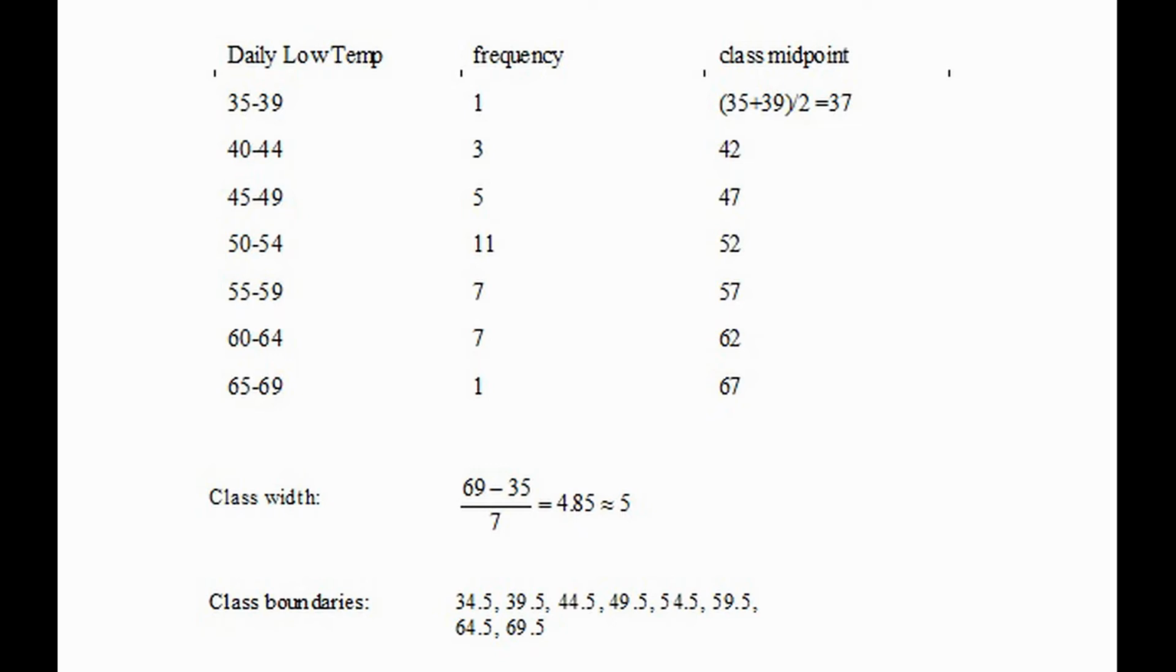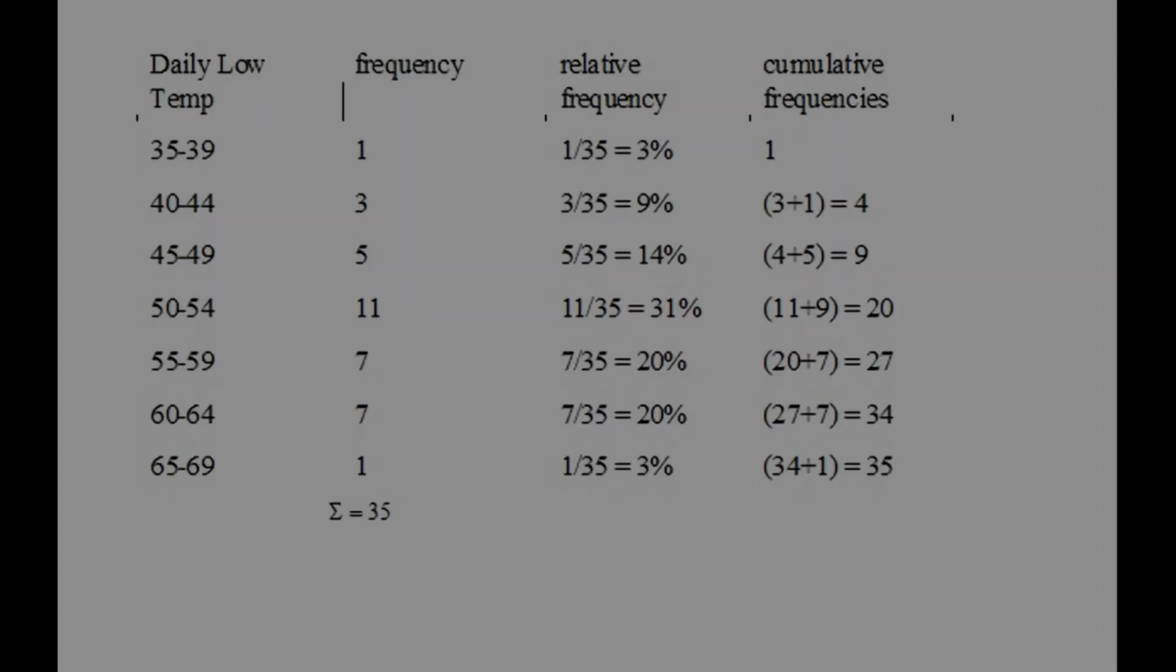The class boundary is found by taking the halfway point between the highest number of one class and the lowest number of the following class. For instance, when going from 39 to 40, we find the midway point would be 39.5, and this is for the purpose of rounding when entering new data.